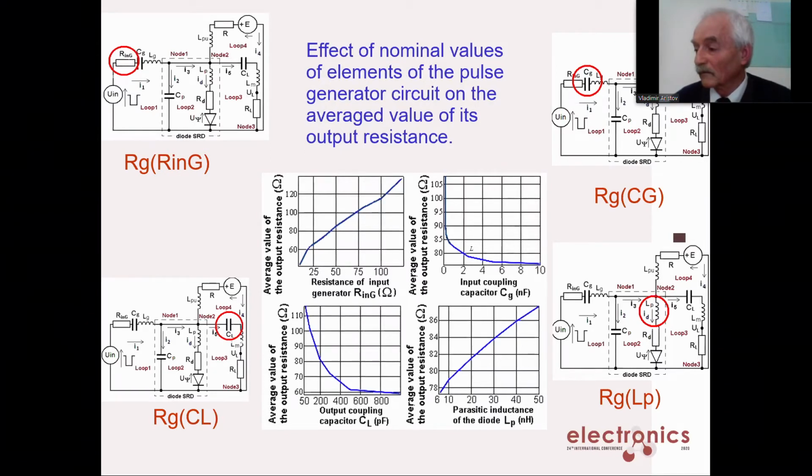Coupling capacitor of input pulse source: at small values the output resistance is high. Coupling capacitor of load: with its increase, the output resistance decreases. The parasitic inductance of diode wires: its increase leads to an increase in the total resistance of the diode, and hence the output resistance. Similarly, we can identify the impact of any circuit element.